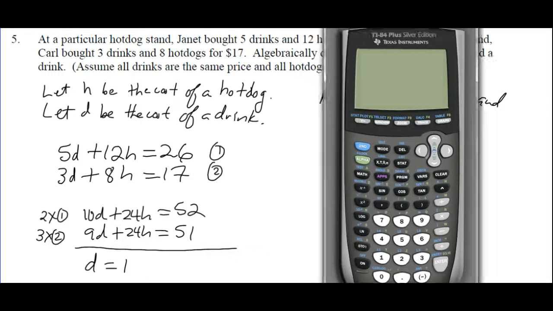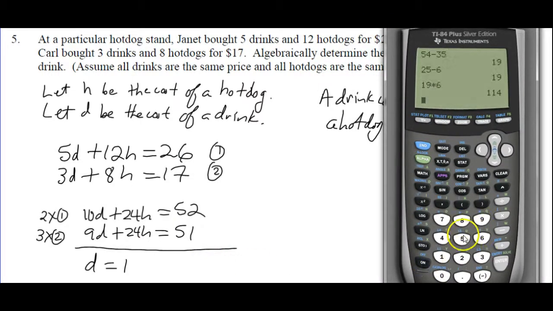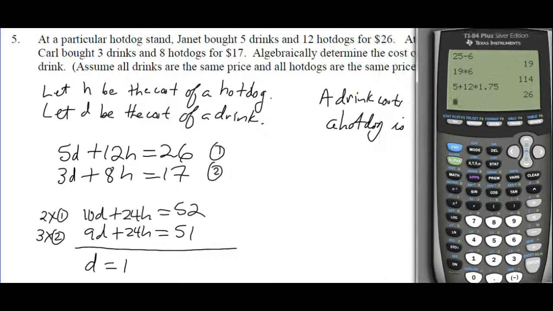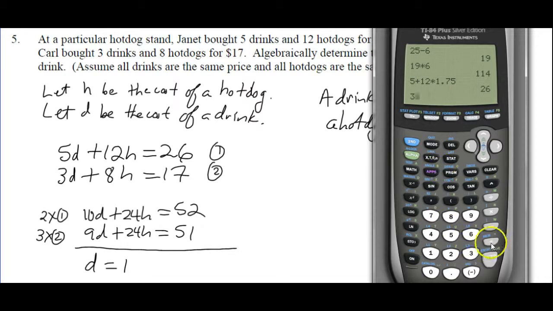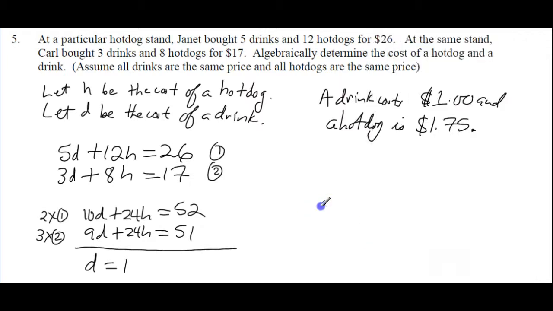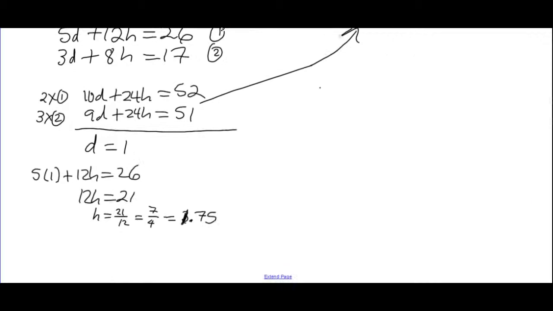Okay, now when I go to verify this, I am going to do it off the original. So 5 drinks, 5, I don't need to go times 1, right? 5 plus 12 times 1.75 is 26. Yep. And 3 drinks, 3 plus 8 times 1.75 is 17. So that works, right? In a word problem, go back to the original. I don't really state the answer as an ordered pair. We need the answer in words. So there are the words, and then take the words, go back to the original problem, and see if the words fit the problem.